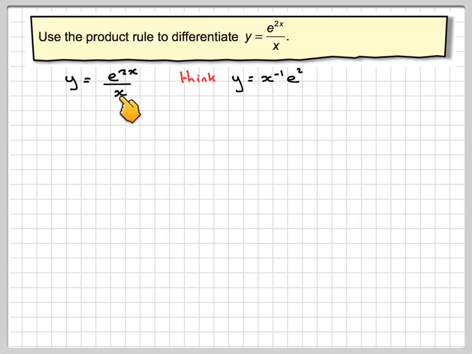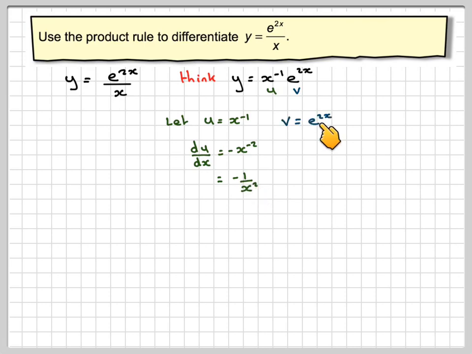we can do is write the x as x to the minus 1, so it becomes y is equal to x to the minus 1 e to the 2x. This is now a product, as opposed to this is a quotient. So using the product rule, uv, so u is going to be equal to x to the minus 1. If we differentiate that, that becomes minus x to the minus 2. That's du by dx, which we can rewrite as minus 1 over x squared.